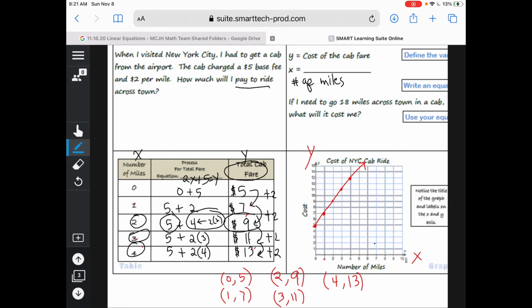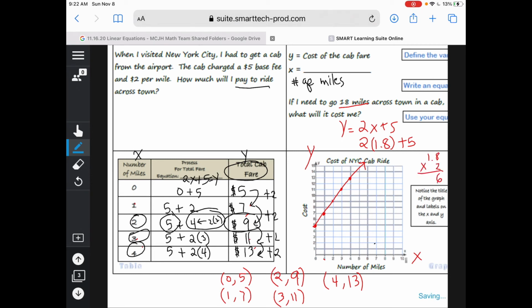Now, our last question here is, if I need to go 1.8 miles across town in a cab, what will it cost me? Well, it says to use our equation. We know our equation is y equals 2 times the x, which is our number of miles, plus 5 for the base fee. So we would do 2 times the number of miles, which it says 1.8, plus $5. So first, we do order of operations, which is parentheses first. So we would do 2 times 1.8.